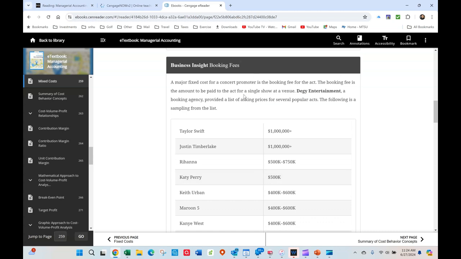Now here's some business insight: booking fees for entertainment. Here you've got Taylor Swift. They pay her $1 million just to show up. I think that's probably more because, let's face it, she's a billionaire and she had to get there somehow. Justin Timberlake, he's run into some problems lately, but $1 million just to show up and sing. Of course, he's got to pay all of his musicians and all of the stuff he has with his show, but he probably still walks away with a good penny.